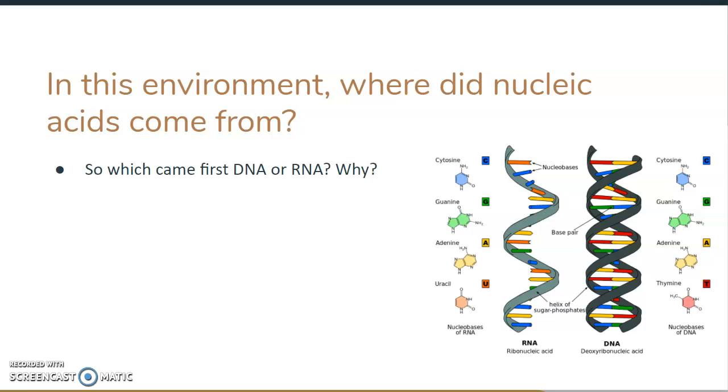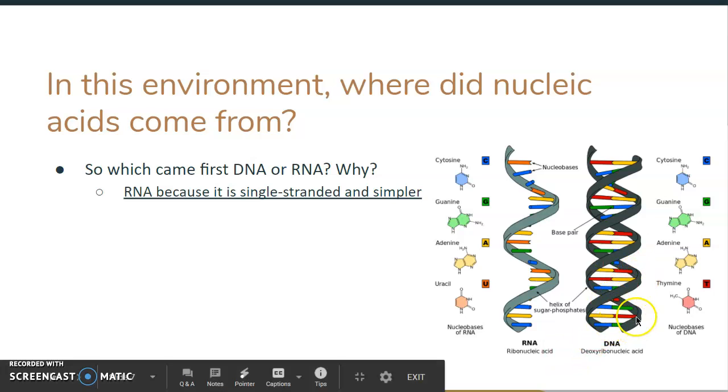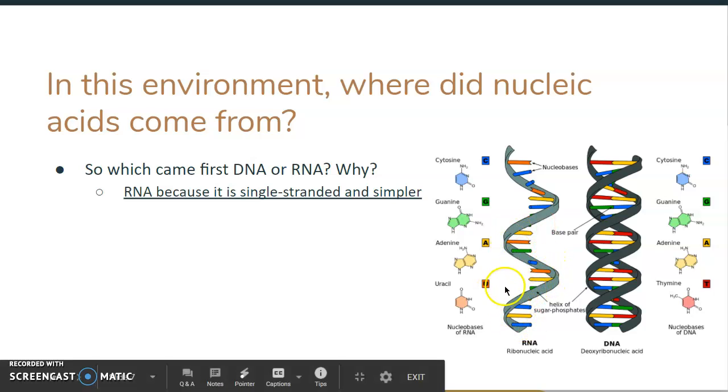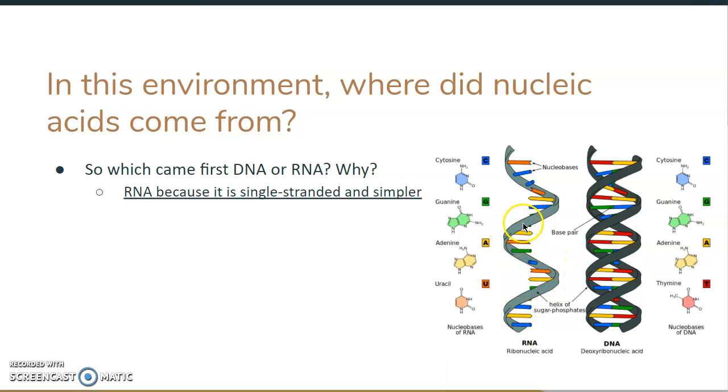But which one came first, DNA or RNA, and why? So it is believed that RNA came first because it's single-stranded and simpler. So we have this nice picture off to the right. We can see there are two main strands of DNA, one coiling on the left and one on the right, and then we can look at our RNA and see that it just has one of these backbones. So it takes a lot less material, and it's also a lot simpler to make. This also allowed for it to change and evolve quicker. It's easier to break down something with just one strand than with two.